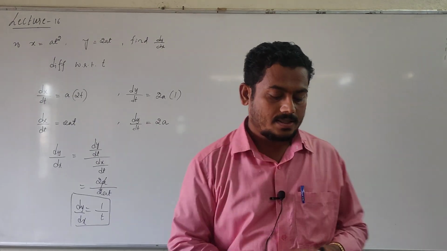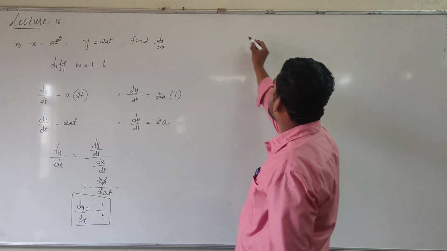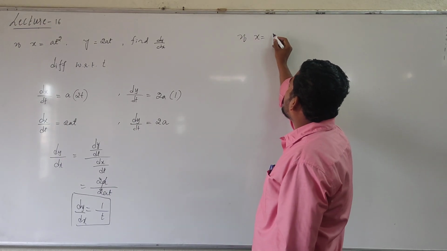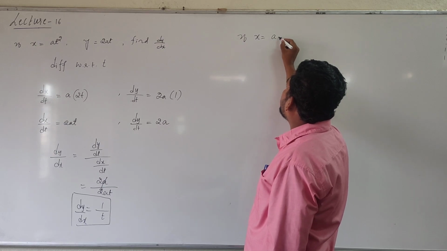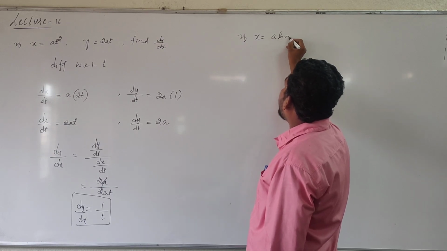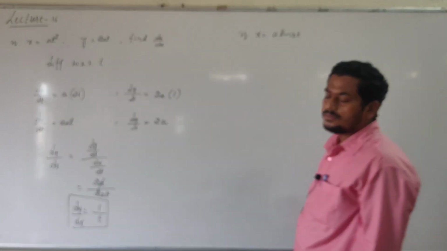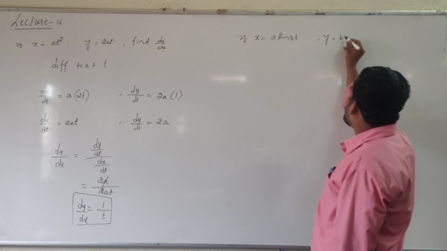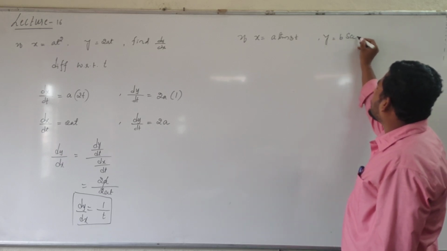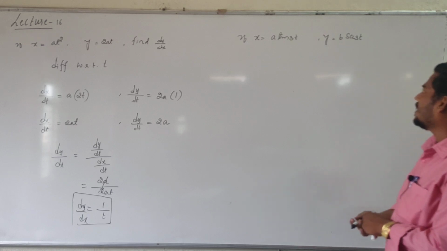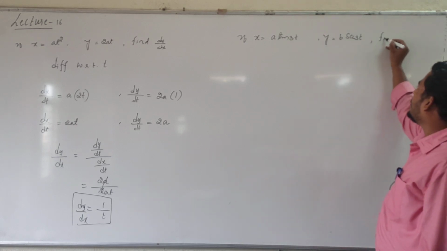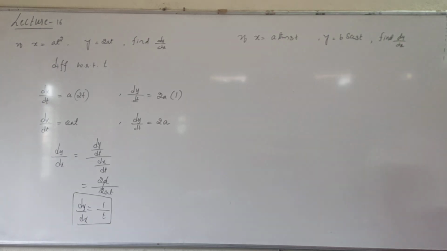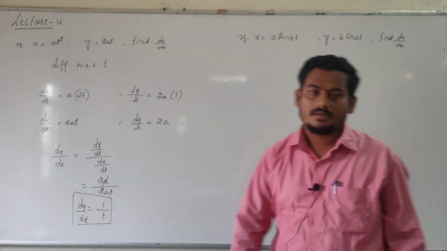Next problem. If x equal to a tan 3t and y is equal to b secant 3t, right? Find dy by dx.